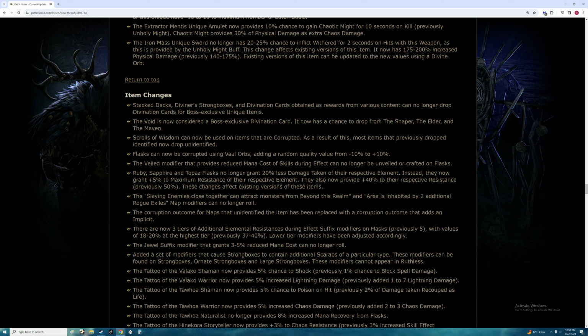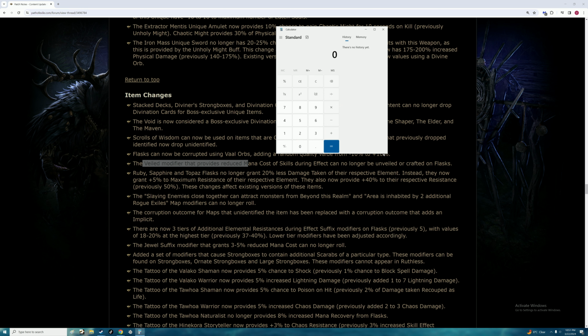So now that we have the patch notes for 3.24, I can tell you that the changes they did to flasks are massive, and they heavily nerfed Mageblood. First, they changed this. The veil modifier that provides reduced mana cost of skills can no longer be crafted on flasks. This is huge because it was basically 25 times 195, you had 48.75 reduced mana cost of skills. This is no longer the case, you can no longer use it.